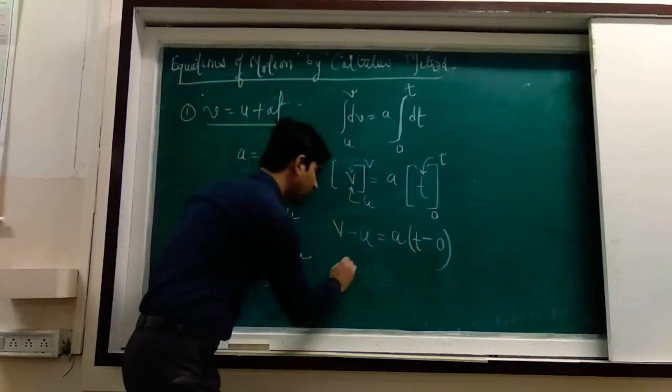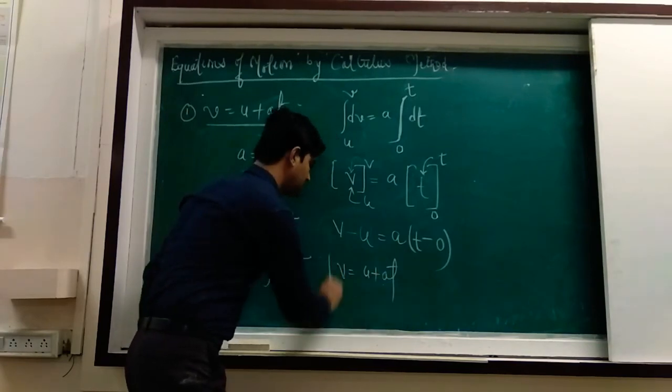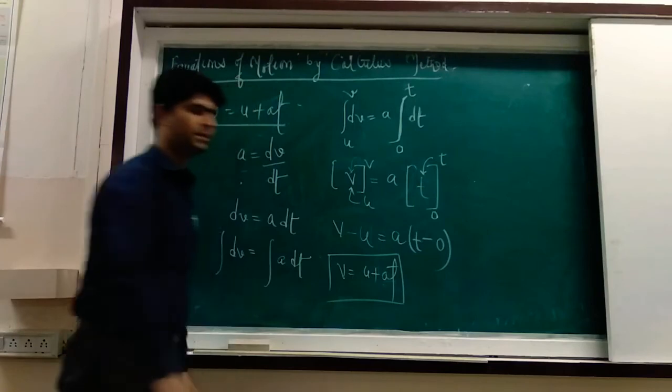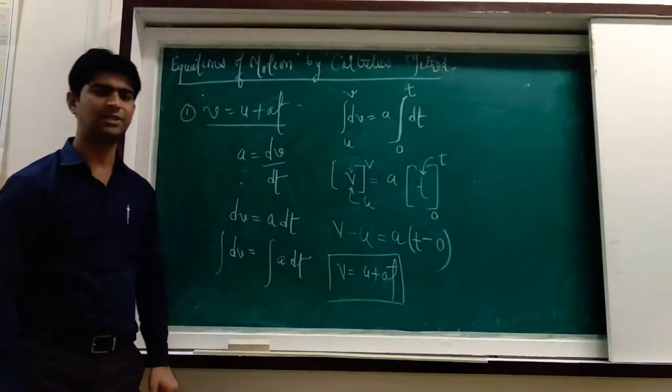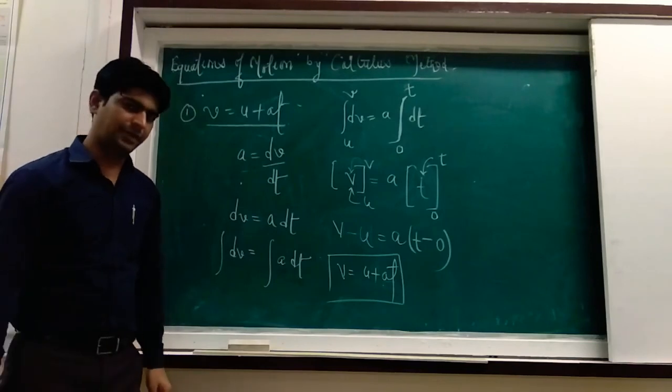So you get V is equal to U plus AT. This is the first equation of kinematics. V is equal to U plus AT, and that's what we had to derive here.